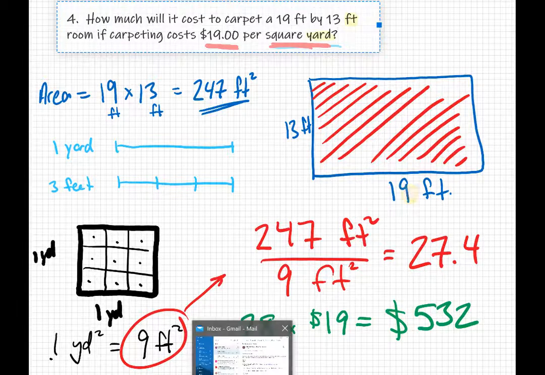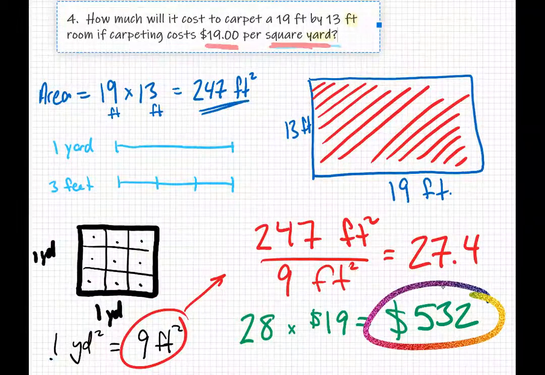Okay, so let's put this down, $532. Here it was important to convert everything to one unit. You can't work in one problem with different units. In this case, we started with feet and yards, but we had to convert everything to feet so we could compare the room to the carpet that we were buying for the room. Okay.